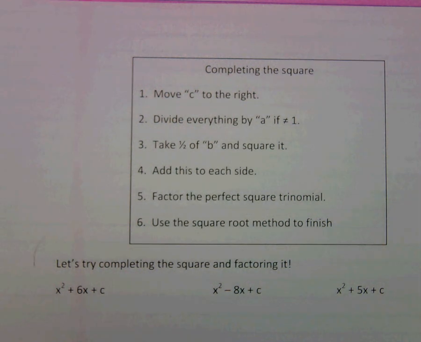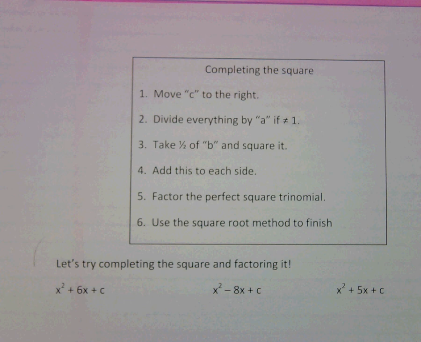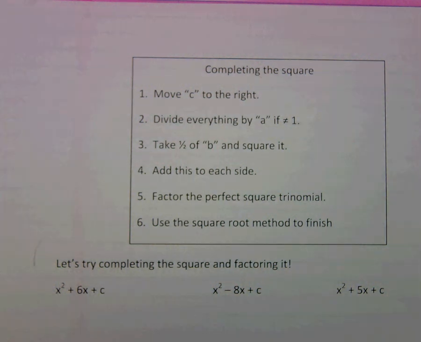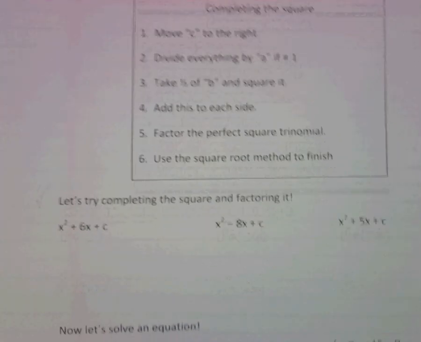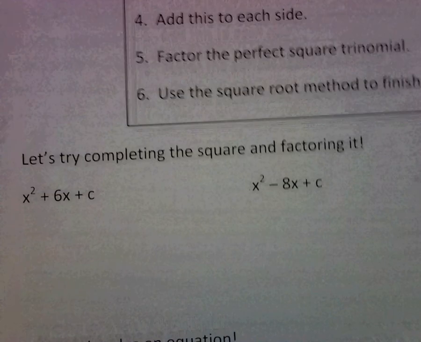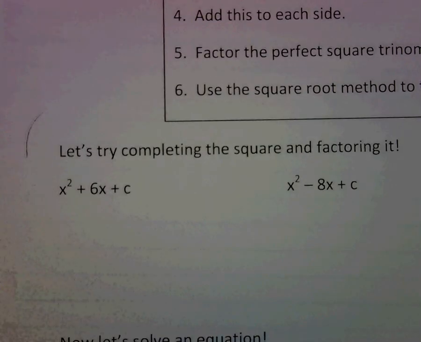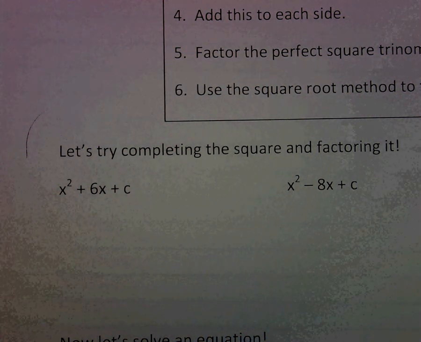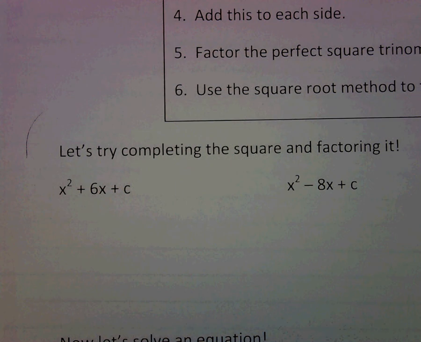So this completing the square actually has several different things intertwined within it. We've got some factoring, we've got some square root method, we have some inverse operations. So I know that all sounds really confusing. So let's just look at a regular trinomial, one that's not an equation, and let's talk about how we complete the square. Our goal is we're trying to make this trinomial a perfect square trinomial.